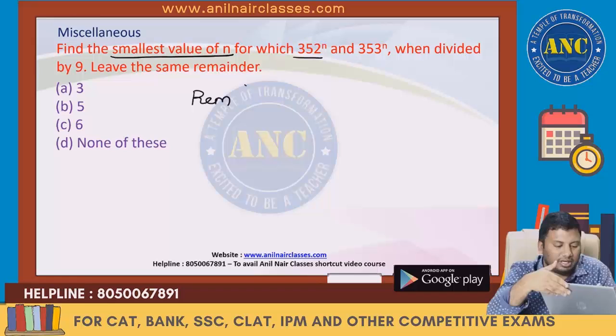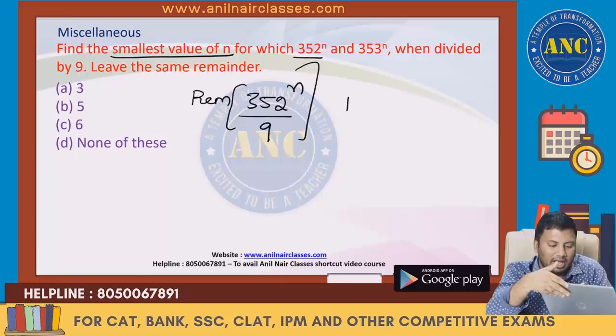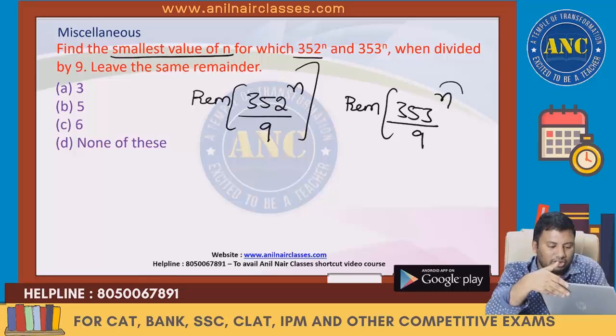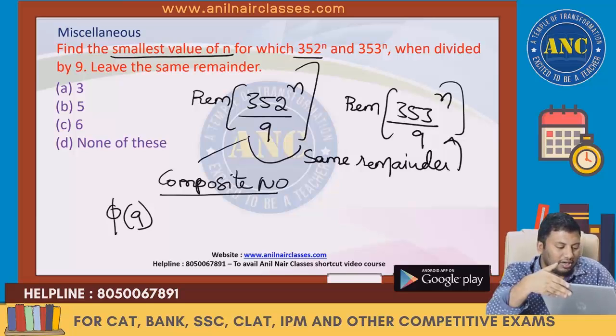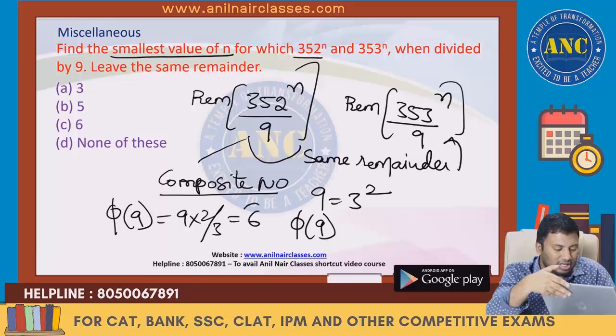So this is nothing but remainder 1. 352 power n divided by 9 and 353 power n divided by 9 both will give the same remainder. Directly you can say that 9 is a composite number. If 9 is a composite number, they will give the same remainder at the quotient of 9. What is 9? 9 is nothing but 3 square. Quotient of 9 is 9 into 2 by 3, which is nothing but 6. They both will give the same remainder at 6.